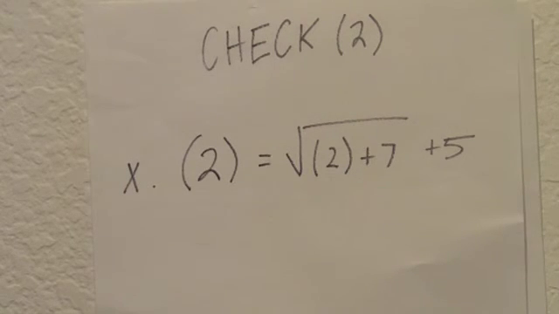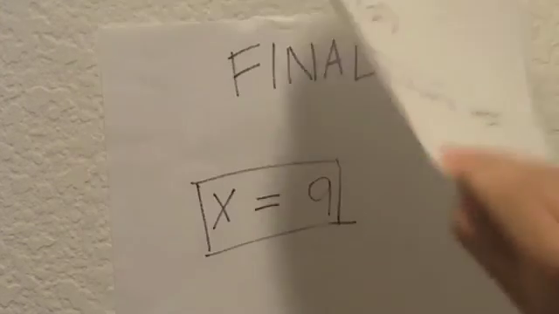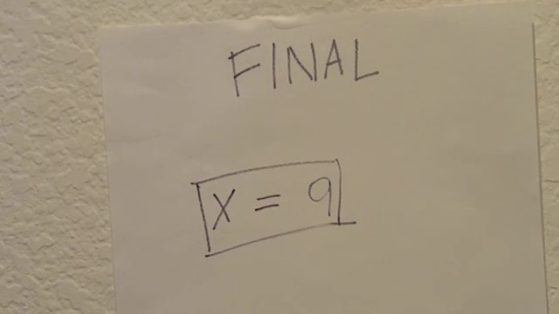To check your other answer, 2, you have to do the same process. You have 2 equals the square root of 2 plus 7, plus 5. And 2 plus 7 equals 9, which equals 3. So 2 does not work. Your final answer equals 9.